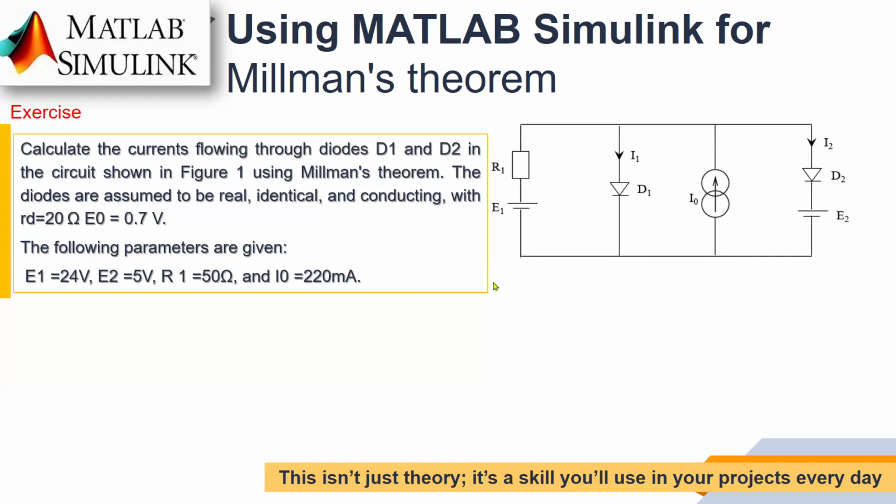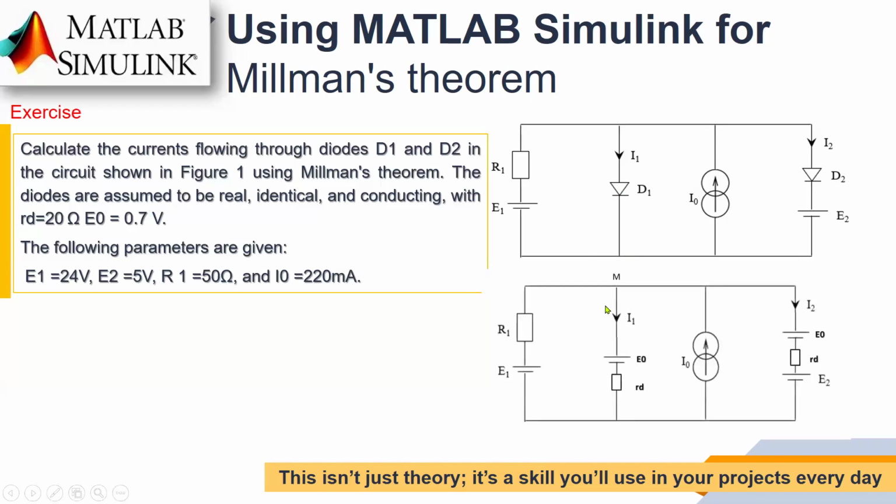The first step in this exercise is to transform the two diodes, with their assumption. The two diodes here are assumed as real. So we need to replace the two diodes with their assumed models. Okay, here is the new circuit. In the new circuit, the two diodes are each a forward voltage and an internal resistor. This is for the two diodes, the first one and also the second one.